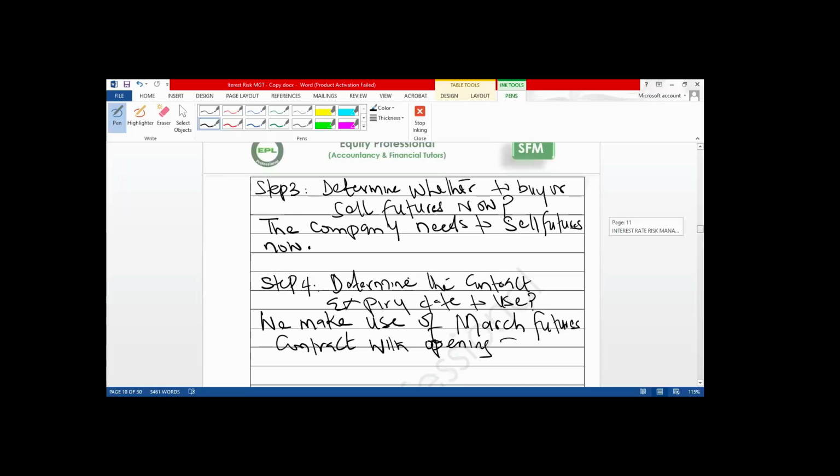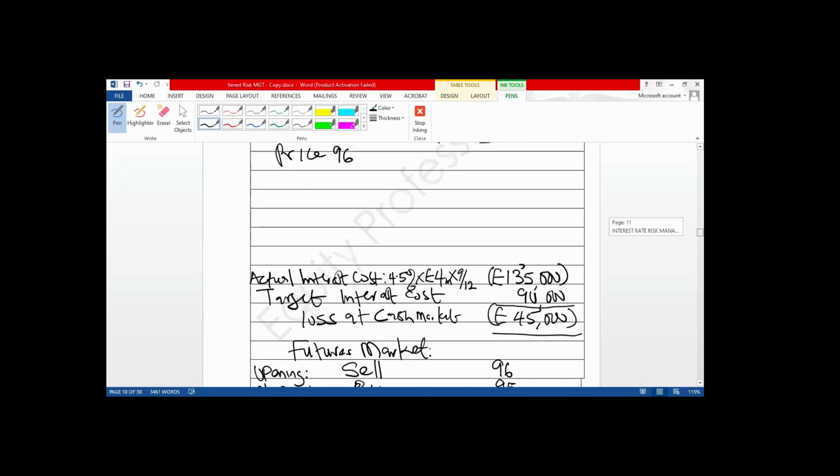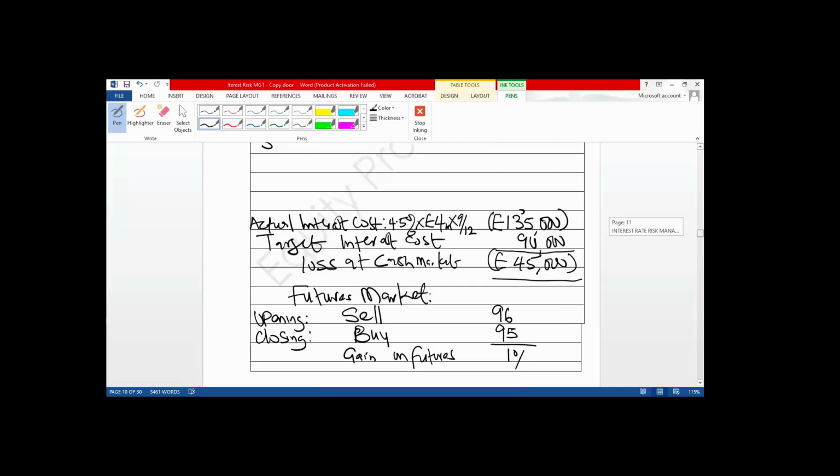Look at this computation here. This is not 100%. The reason is because of basis.